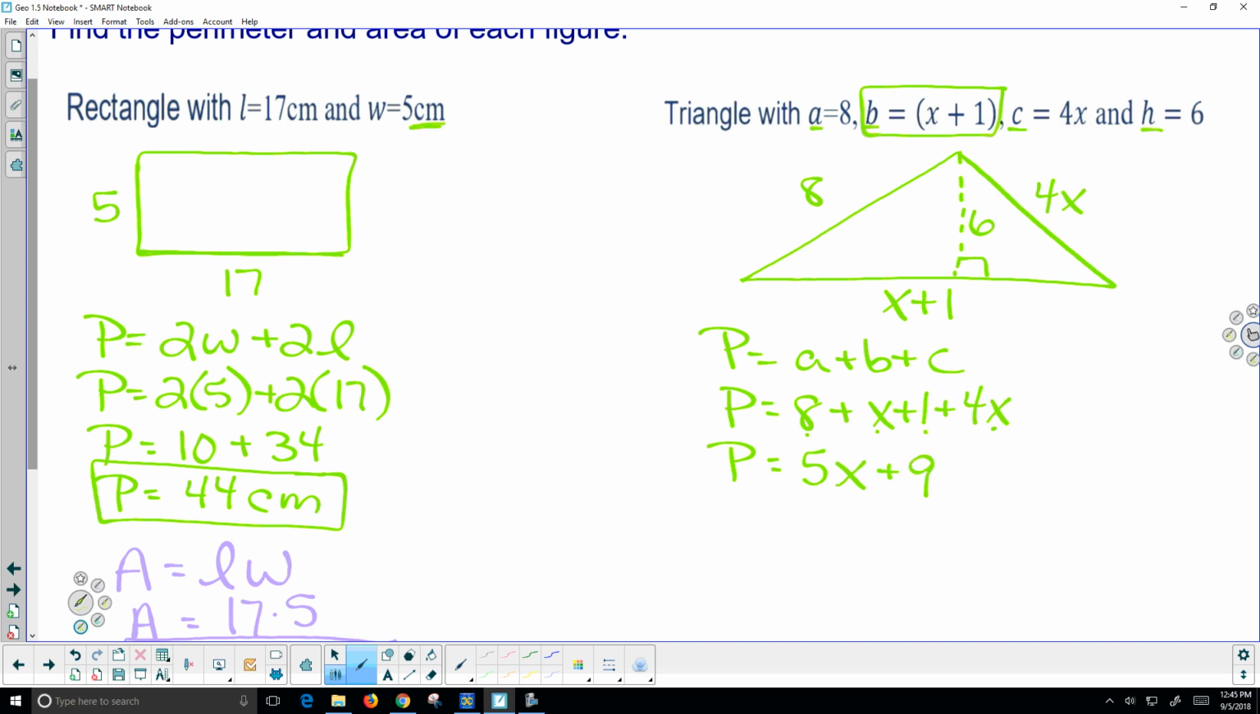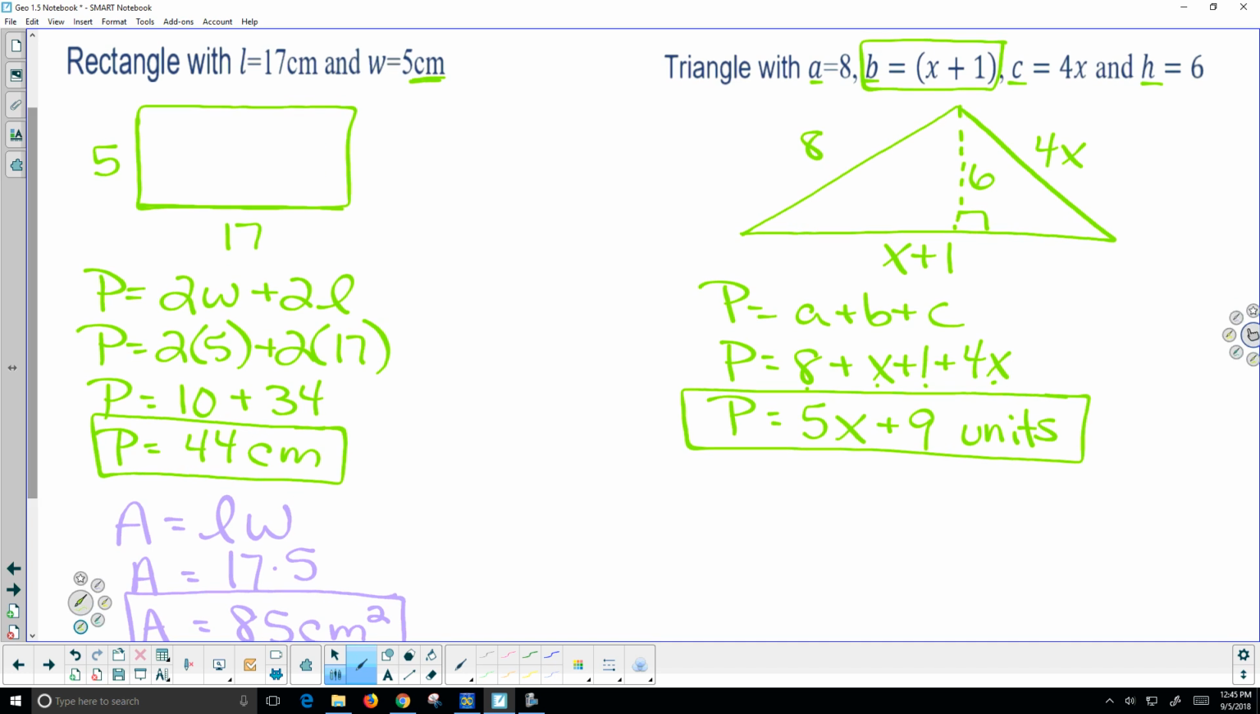I'm not given any units, so I don't need units in my answer, or I could just write units. That would be acceptable, but I personally don't mark wrong if you leave off the units unless there are units given. If you're given units, then I do require them in your final answer.